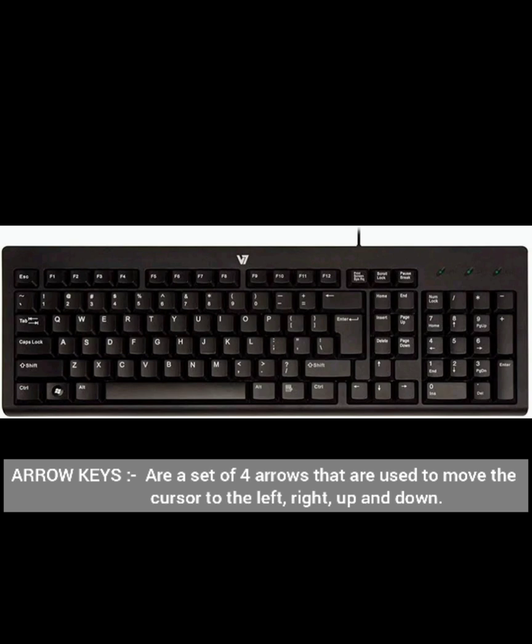Now coming to the last key, that is arrow keys. Arrow keys, as you know, there are 4 types of direction: left, right, up and down. In the same way, keyboard has 4 set of arrows which are used to move the cursor. So 4 arrows are up arrow, down arrow, right arrow and left arrow. So these arrows are used to move the cursor left, right, up and down.